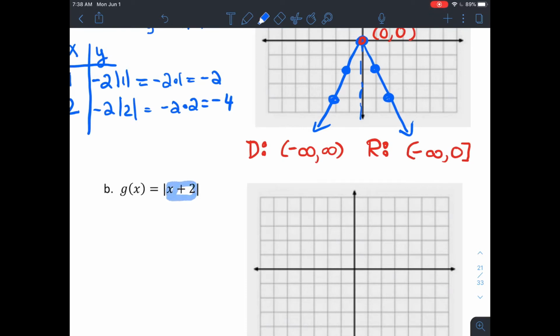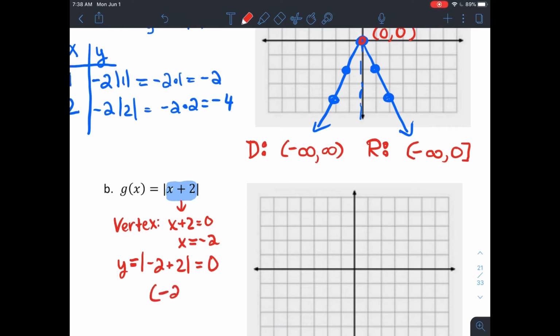Let's do another one. If you are finding your vertex for this one, figuring out what value would make the inside of your absolute value function equal to 0 is going to give you -2 for the x-coordinate of your vertex. And then if you plug that back in, you're going to get the absolute value of -2 plus 2, the absolute value of 0, which is 0. The y-coordinate of your vertex is not always 0, it just happened to be on these two.